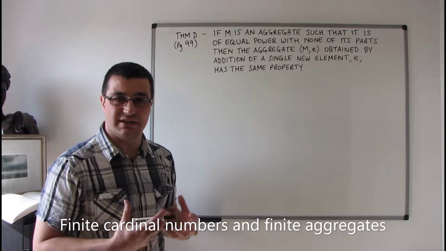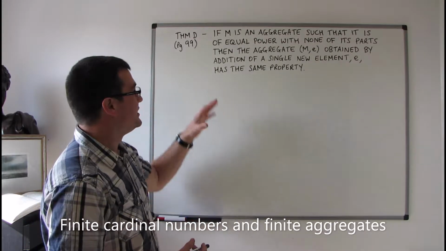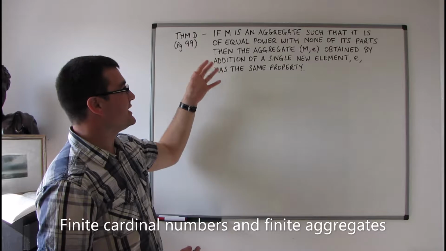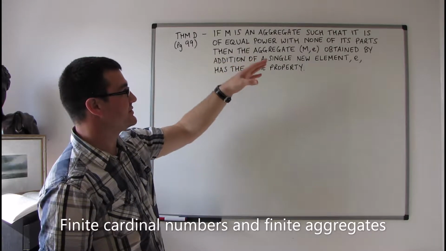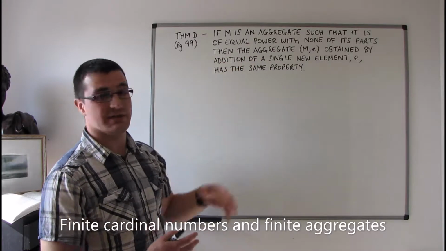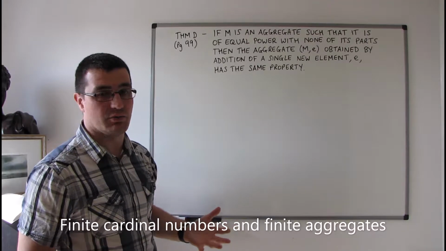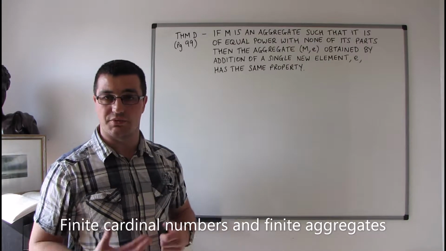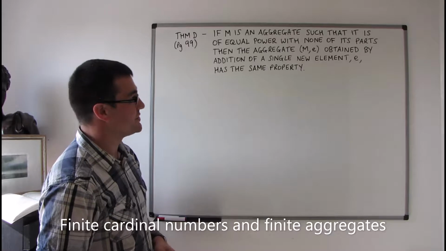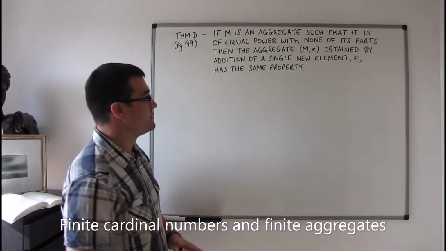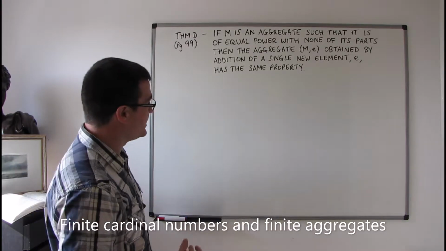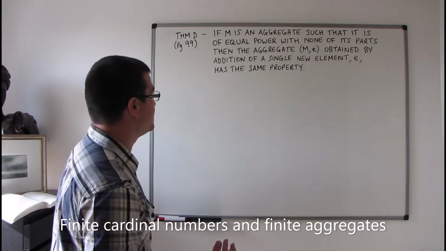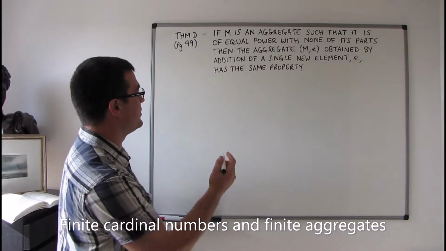So again, it's really down to the context. Maybe more specifically here we could say if M is an aggregate such that it's of equal power with none of its proper parts. Maybe that would be a more appropriate description, but that's what we've got to work with. So let's have a look at the proof of this theorem. It's a fairly straightforward one.